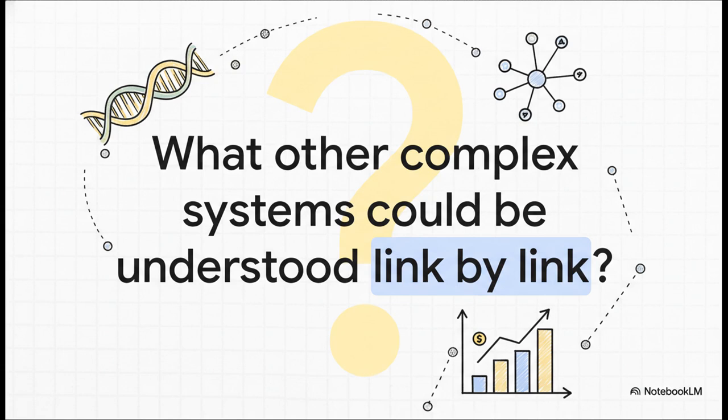It's pretty incredible, right? We started with a simple rule for nested functions, and we ended up with a method for machines to learn. It just leaves you wondering, what other complex systems out there, in biology, in economics, maybe even in our own minds, are just waiting to be understood by carefully breaking them down link by link?